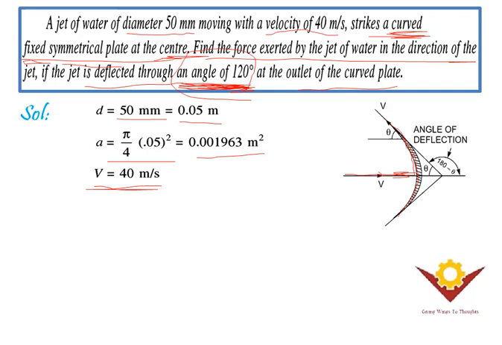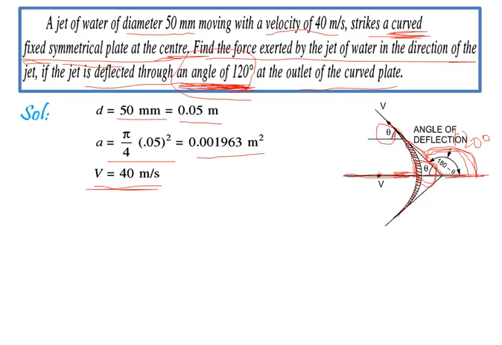See this angle of deflection. Actually, the jet after striking the plate has to move in this direction, but it is deflected through an angle of 120 degrees. This is your 120 degrees. Clear? And now we require this theta, which you're going to substitute here, which is the angle after striking the plate. And now this is the angle of the jet after striking the plate.